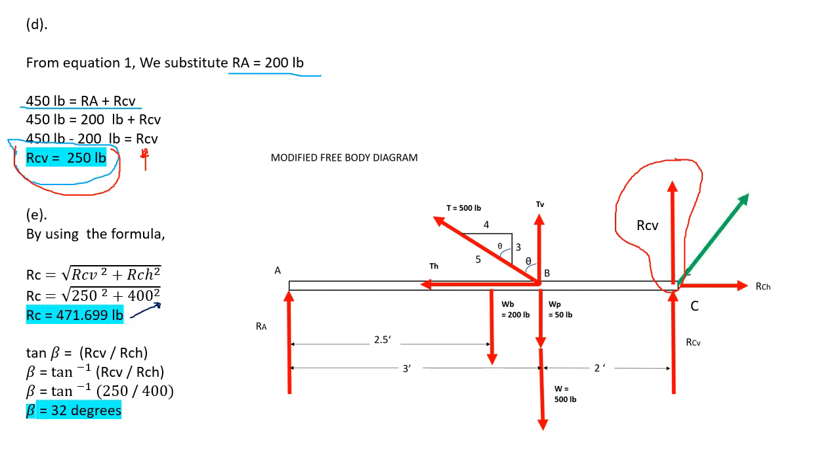Therefore, this is now our reaction at C, which is equal to 471.699 pounds. And then its angle, which is beta, is equal to 32 degrees.